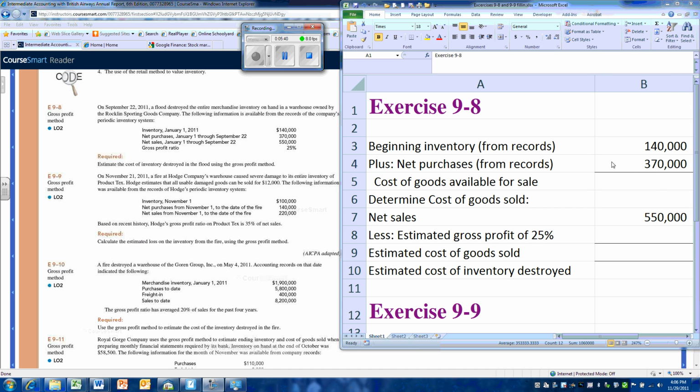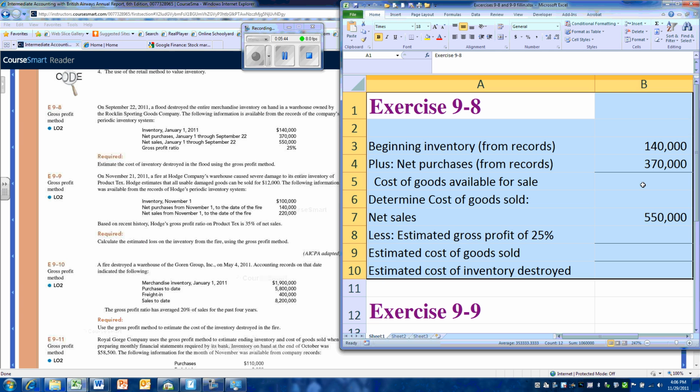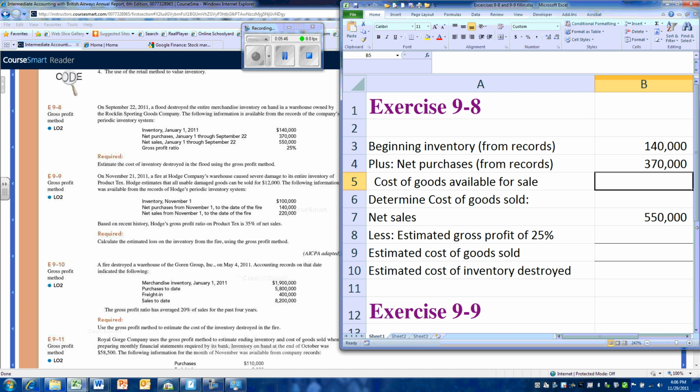So we have our beginning inventory from the company records, the net purchases from the company records, and the first thing we're going to determine is the cost of goods available for sale, and that is simply going to be the total of the beginning inventory and purchases. So we'll set up our formula. We'll type the equal sign to tell Excel we're dealing with a formula. We're going to reference cell B3, add in cell B4, and that will give us our cost of goods available for sale. Next, we're going to determine the cost of goods sold.